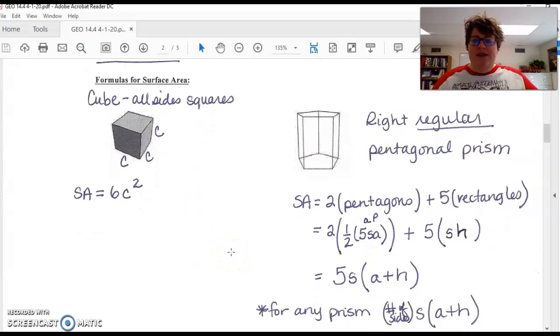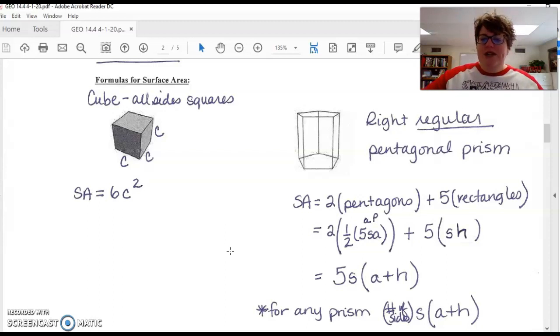Okay, the next one is a right regular pentagonal prism. So remember, regular means all the sides are the same. So when you go to find the surface area, you have the pentagon on the top and the bottom. So you need 2 of those. And then you need the 5 rectangles.